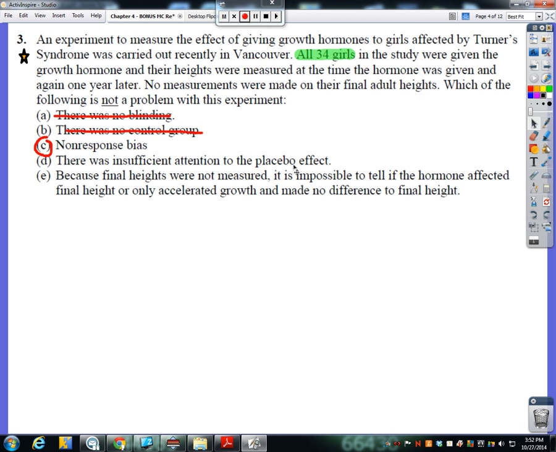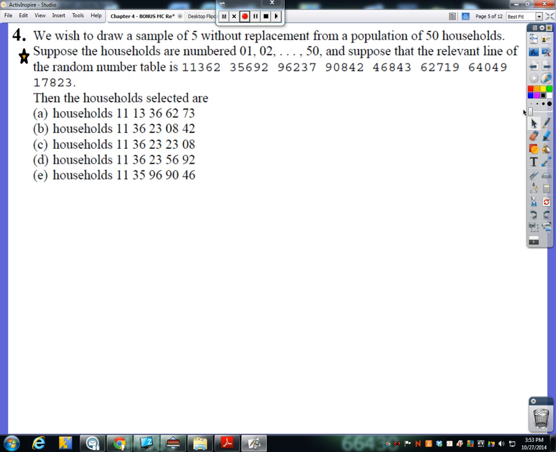All right, there was insufficient attention to the placebo effect. Not necessarily a problem with that. It's maybe something to consider. Because final heights were not measured, it is impossible to tell if the hormone affected final height or only accelerated growth and made no difference to final height. Well, there were kind of two heights that could have been measured. They measured the height 1 year later, but they didn't look at their final adult heights. I think the main thing they were trying to look at was, in a 1 year period, did it accelerate their growth? So I don't think, again, that's an issue. That's a problem.